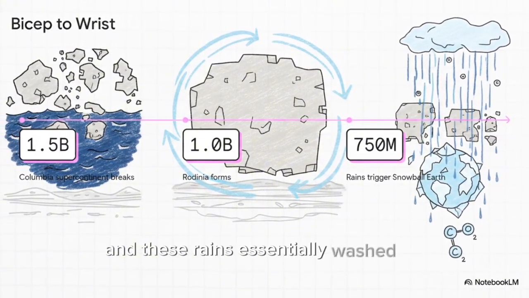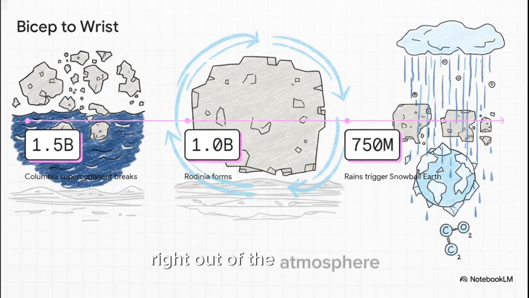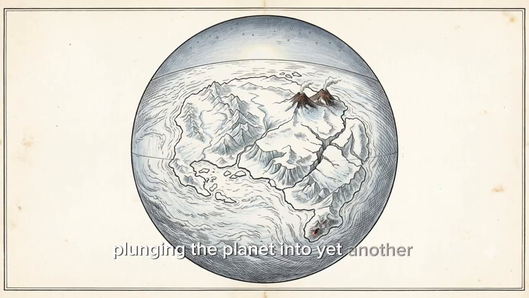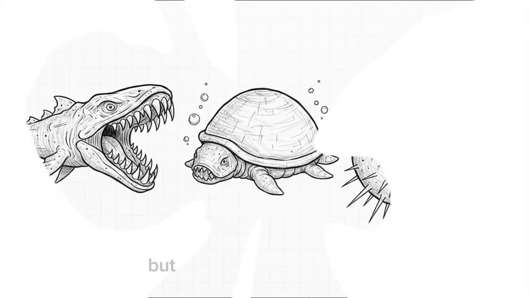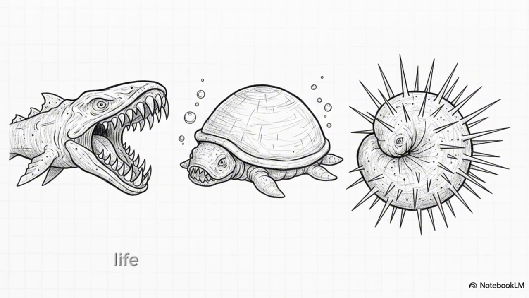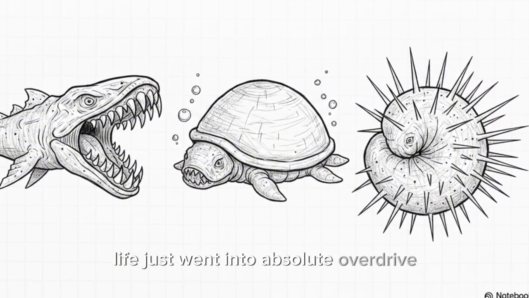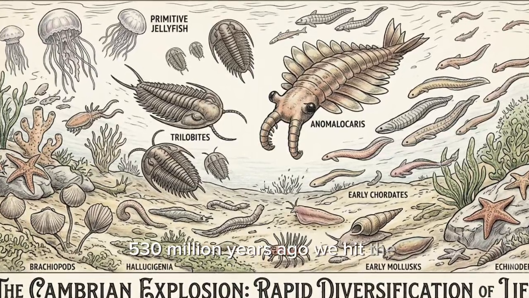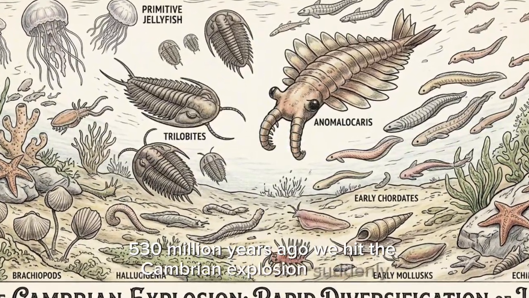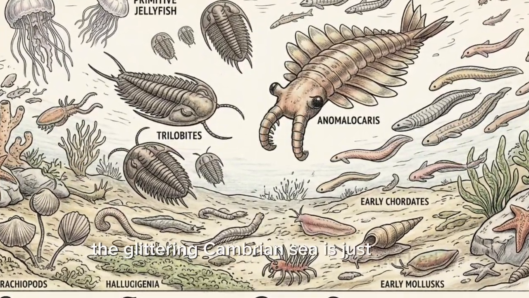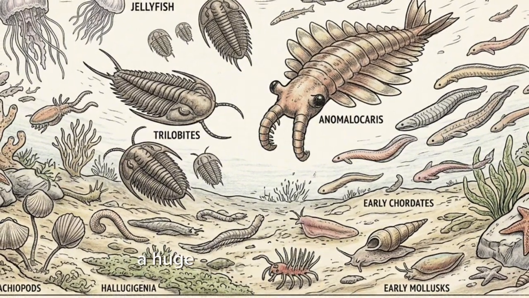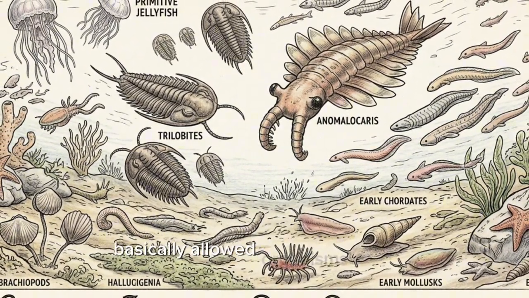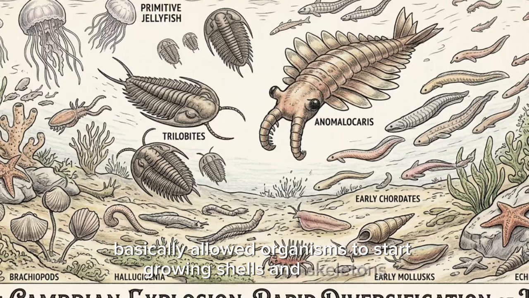And these rains essentially washed all the carbon dioxide right out of the atmosphere, plugging the planet into yet another brutal Snowball Earth era. But as that ice finally melted, life just went into absolute overdrive. Right around your left wrist, 530 million years ago, we hit the Cambrian Explosion. Suddenly, the glittering Cambrian Sea is just packed with marine animals. A huge spike in ocean calcium basically allowed organisms to start growing shells and skeletons for the first time.